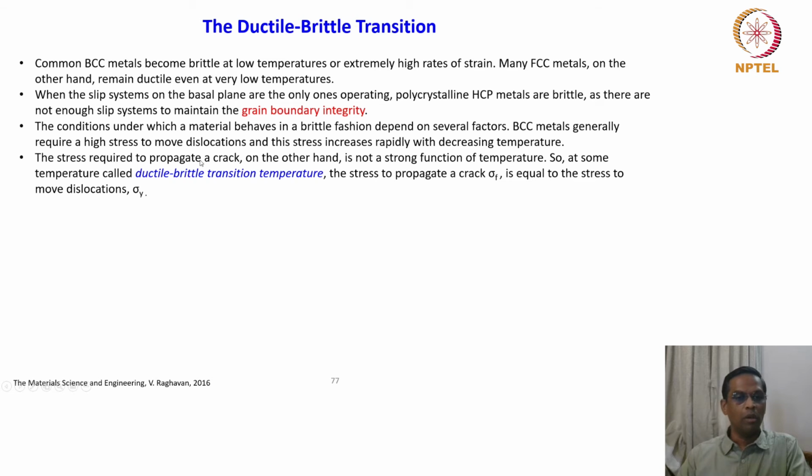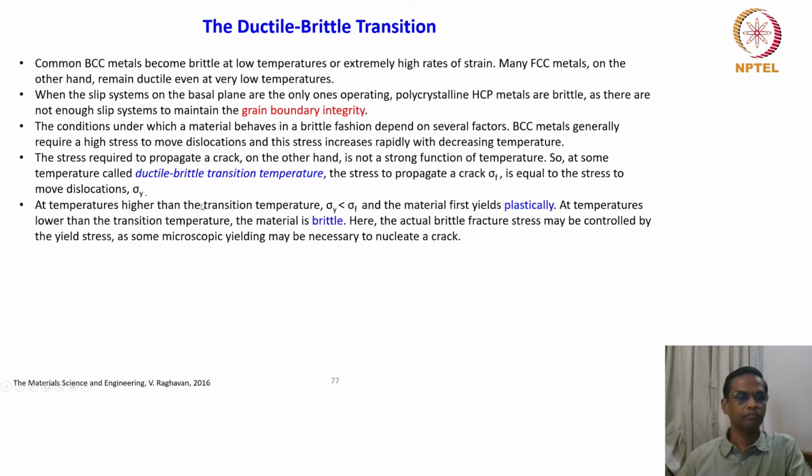The stress required to propagate a crack, on the other hand, is not a strong function of temperature. So at some temperature, called the ductile-brittle transition temperature, the stress to propagate a crack, that is sigma F, is equal to the stress to move the dislocation, that is sigma Y. So it's a very straightforward analogy, right? Straightforward aspect, how to understand this.